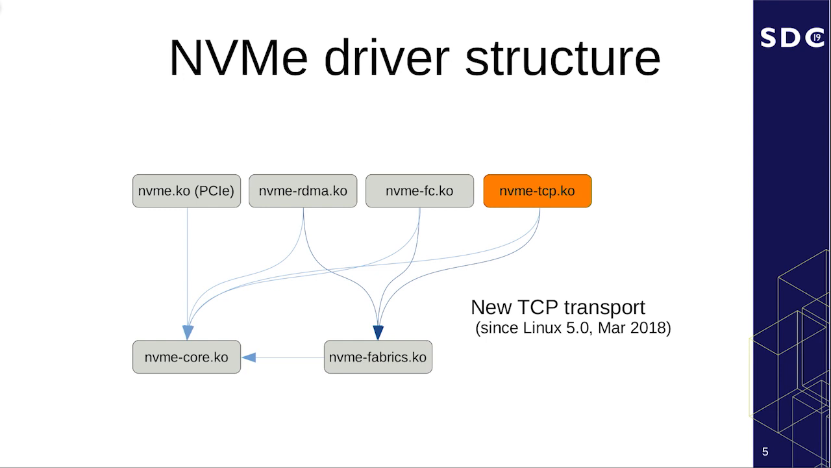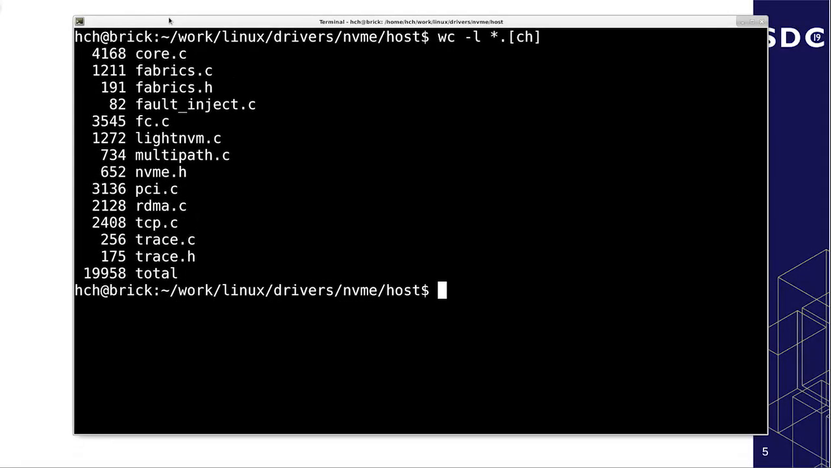And with those additions, with the TCP one, we just got another new driver basically that is equal to RDMA and Fibre Channel in that it uses the shared fabrics helper in addition to the core NVMe code. And this is kind of how this looks in the actual code base.